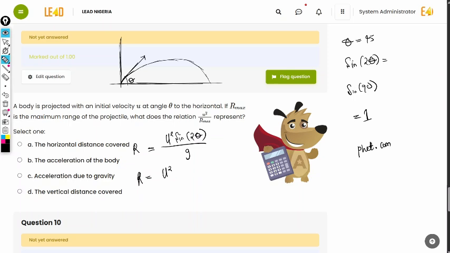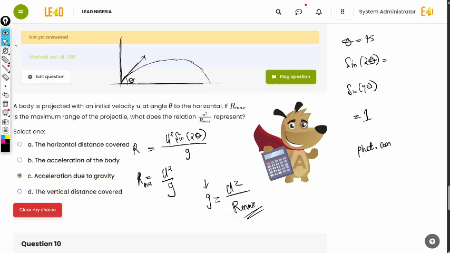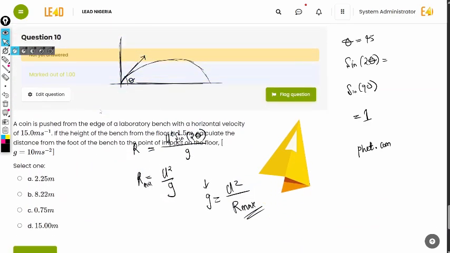So that means that R max really would be u squared over g, because sine 2 theta will be 1, right? So if we are asked to find what u squared over R max is, you can make g subject of the formula, and then this pops right out. You have u squared over R max. So the answer is g. g is u squared over R max, which is acceleration due to gravity. That's option C. Okay.